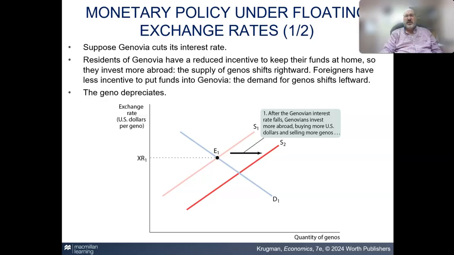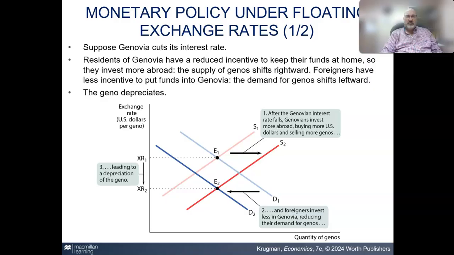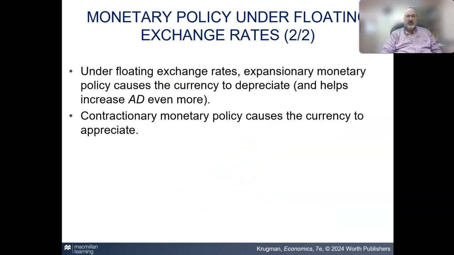So after the Genovia interest rate falls, Genovians invest more abroad, buying more US dollars and selling more Genos. And the foreigners invest less in Genovia, reducing their demand for Genos. So there's where we go with that. So we get a depreciation of the Geno.